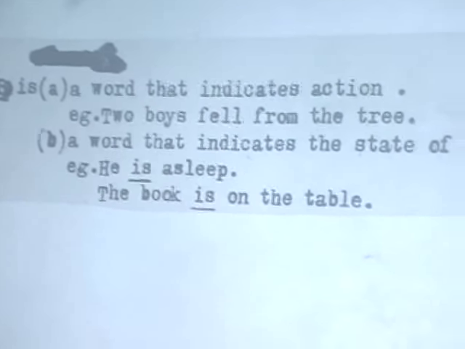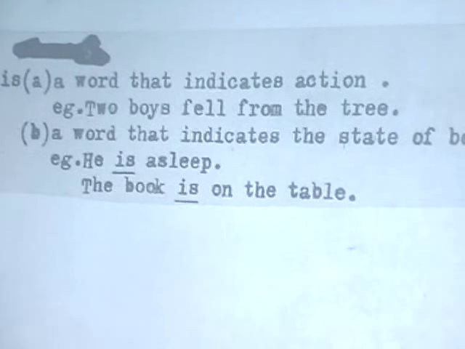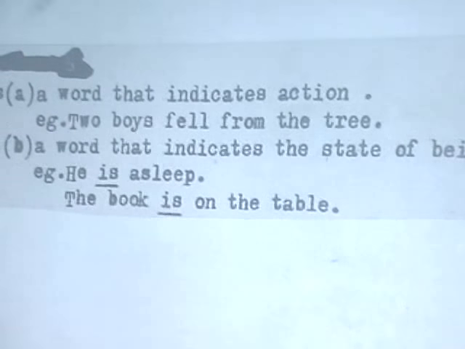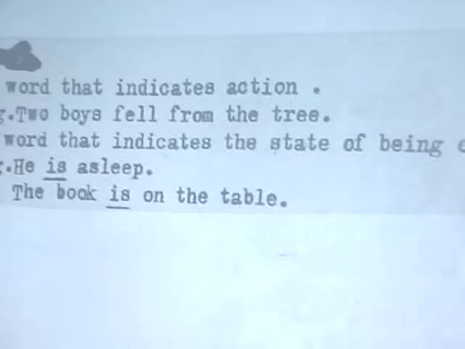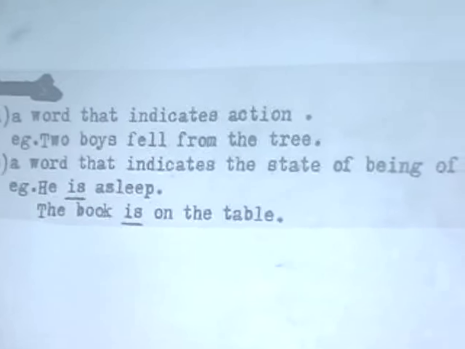Verb is a word that indicates action. Two boys fell from the tree. Then, a verb also indicates the state of being of a person or thing. For example, he is asleep. The book is on the table.